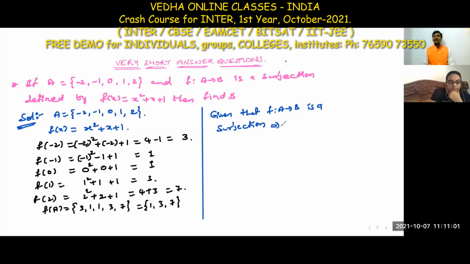What is the formula? f(A) equals B. What is the surjection concept? Range is equal to codomain. Okay, so just repeat once here.